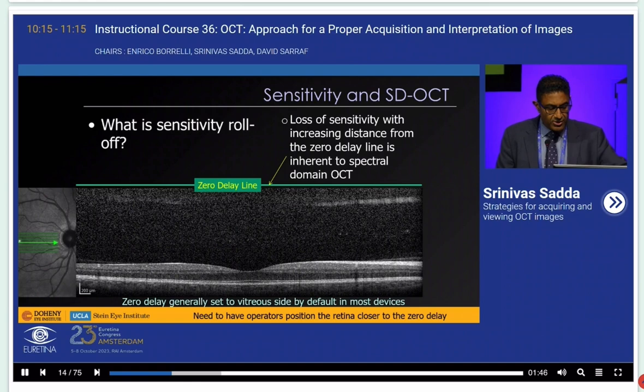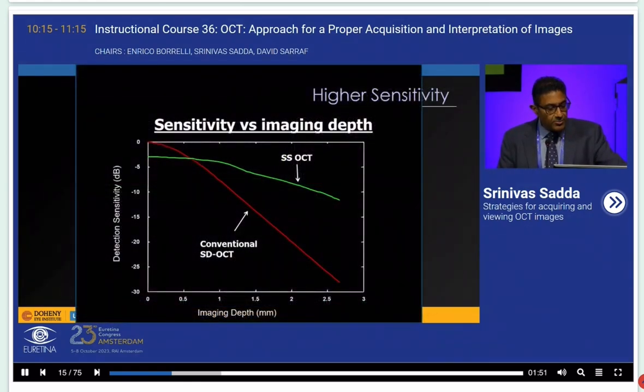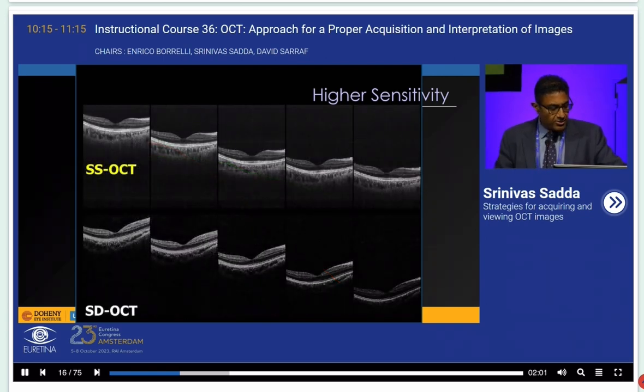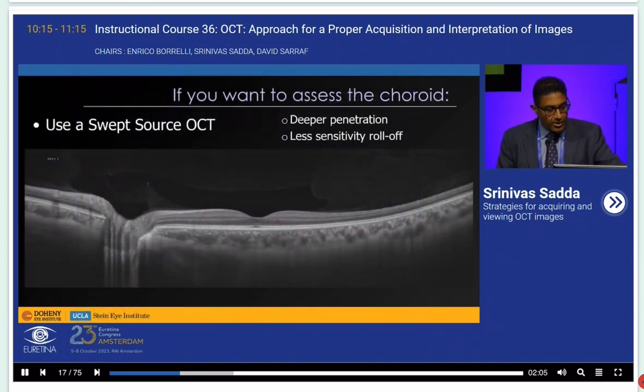This is pretty much typical of a spectral domain OCT. It's important to recognize that one advantage of swept source is that the drop-off in sensitivity with depth may not be as steep. It doesn't mean that there isn't a drop-off, it's just not as steep. That provides some advantage if you're trying to image deeper structures such as the choroid, shown in this illustration. That's why, if you want to assess the choroid, swept source OCT obviously has some advantages.